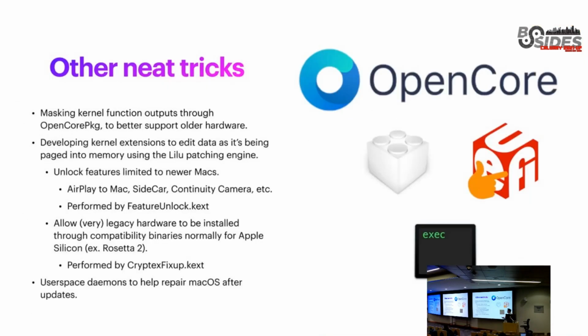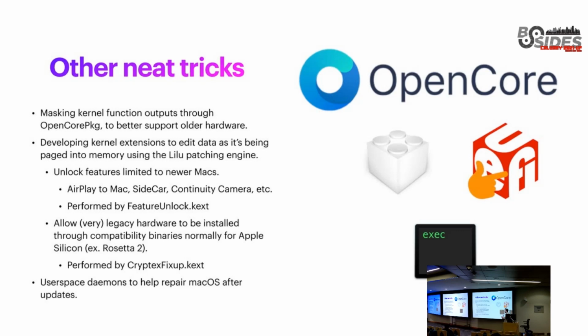So there's also some other neat tricks we're doing. We're also developing a ton of kernel extensions that edit data as it's being paged in from disk into memory, using the Lilu patching engine. For example, we have FeatureUnlock.kext that's going to listen for when memory is being paged in and see, hey, are there any model checks that are arbitrary?